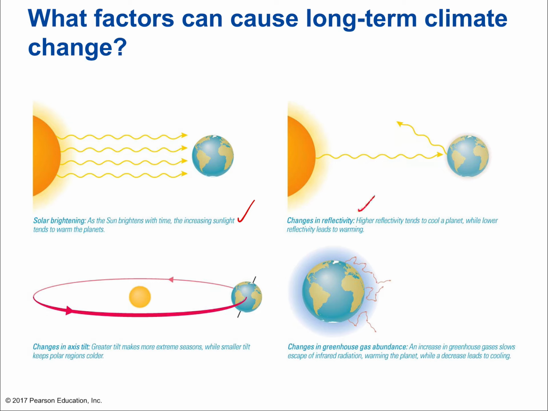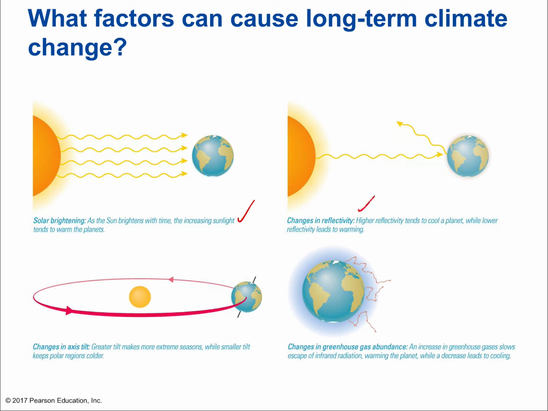That could certainly change the climate. All right, a change in axial tilt. Greater tilt makes more extreme seasons, while smaller tilt keeps polar regions colder. What could change axial tilt? Well, a large collision, although that would also change Earth dramatically as well, right?